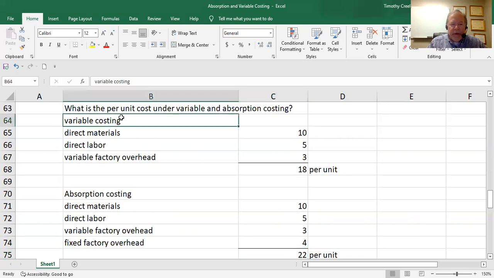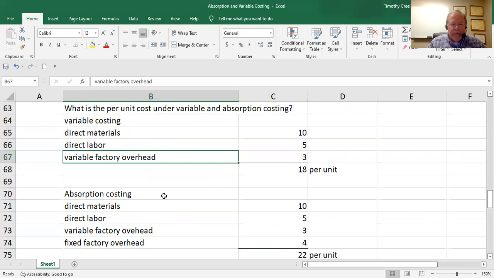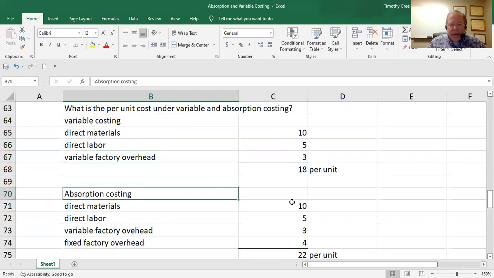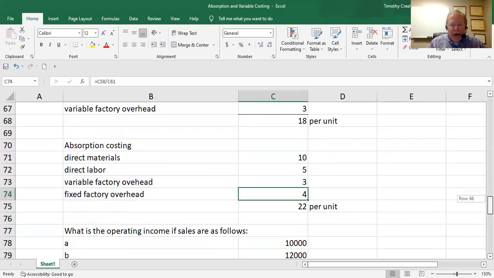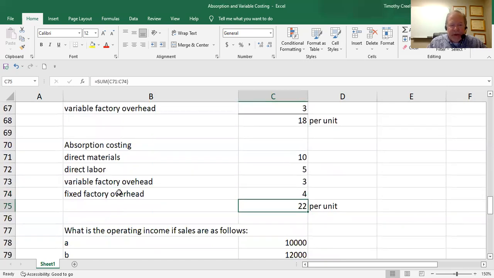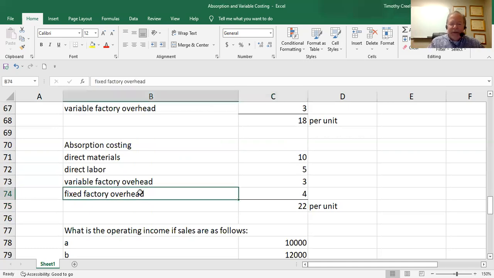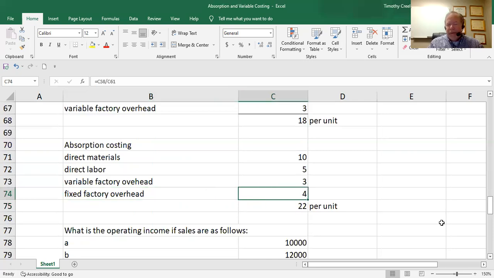So remember, under variable costing, all of your variable costs are your product cost. Under absorption costing, your variable cost plus your fixed factory overhead would be all of your product cost. The main difference between the two methods is how they treat fixed factory overhead. Under variable costing, it's not a product cost; it's expensed in total each period. Under absorption costing, it's included as part of the product cost. That is the main difference between the two.